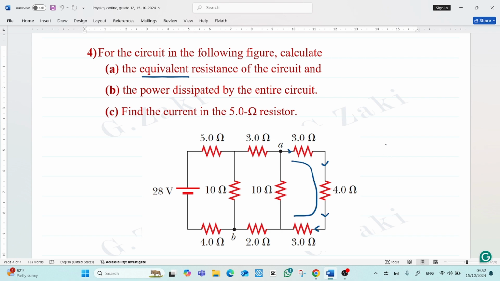Then we add them: 3 plus 4 plus 3 equals 10 ohms. We can replace all of these by 10 ohms. Then we can redraw this. This is 10 ohms and then connected to 10 ohms. This is point A. Here 10 and 10 are in parallel connection. Then R total of them is 1 over 10 plus 1 over 10, all to the power negative 1. The answer is 5 ohms.